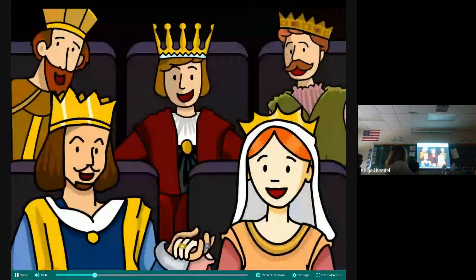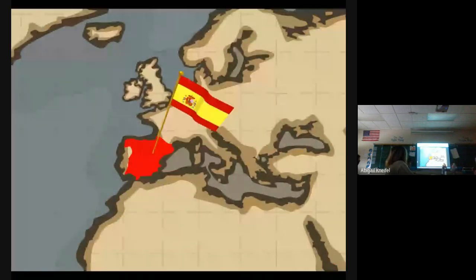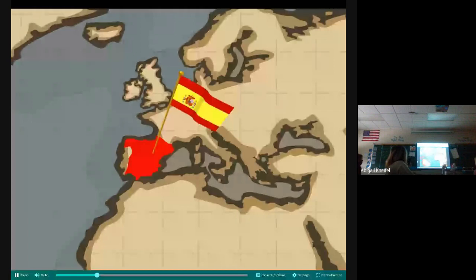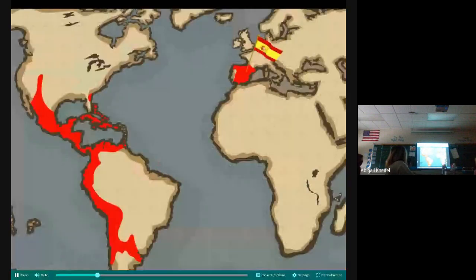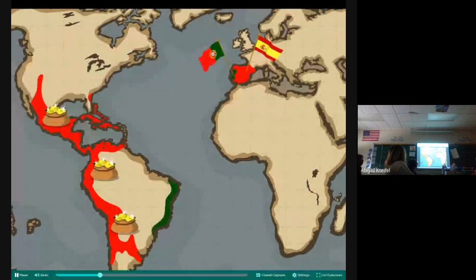All of Europe's powers wanted in. Spain had a head start since Columbus was working for them. In the 1500s, they grew fabulously wealthy on gold and other resources from South America and Mesoamerica. Portugal was close behind, making a fortune growing sugarcane in Brazil.